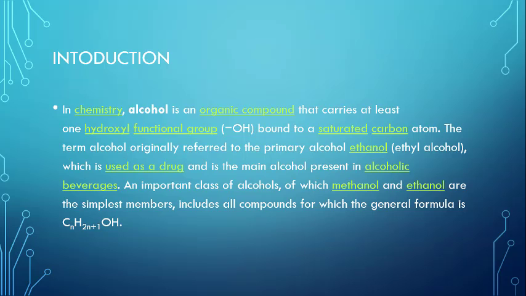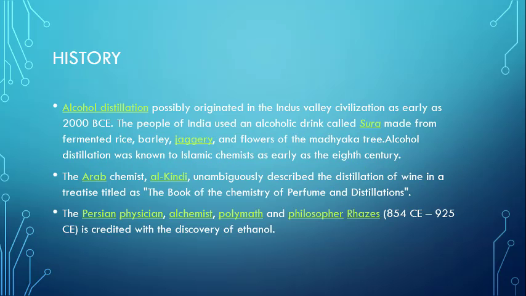Introduction. In chemistry, alcohol is an organic compound that carries at least one hydroxyl functional group bound to a saturated carbon atom. The term alcohol originally referred to the primary alcohol ethanol, which is used as a drug and is the main alcohol present in alcoholic beverages. An important class of alcohol, of which methanol and ethanol are the simplest members, includes all compounds for which the general formula is CnH2n+1OH.